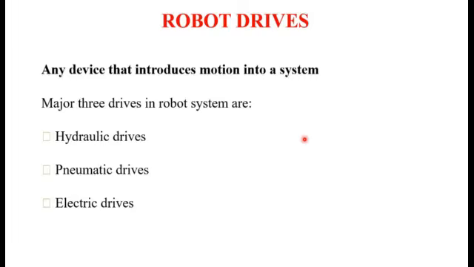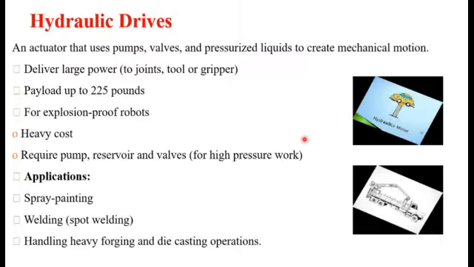Next point, robotic drives. Any device that introduces motion into a system is nothing but a robotic drive. There are three major drives: hydraulic drives, pneumatic drives, and electric drives. Okay, we will see them one by one.